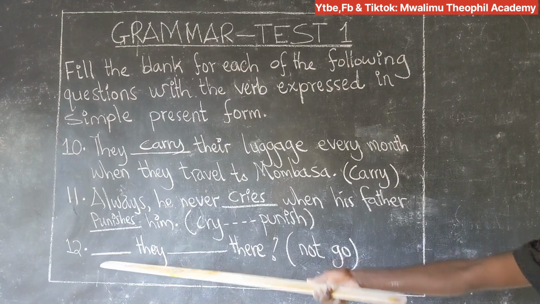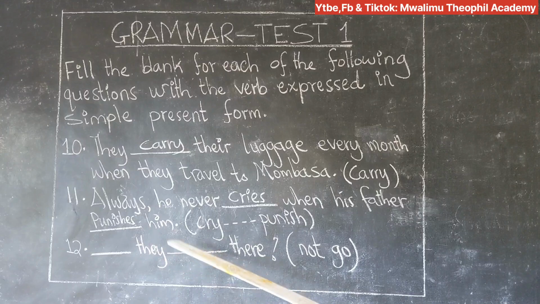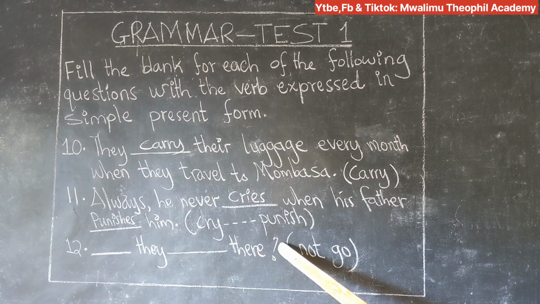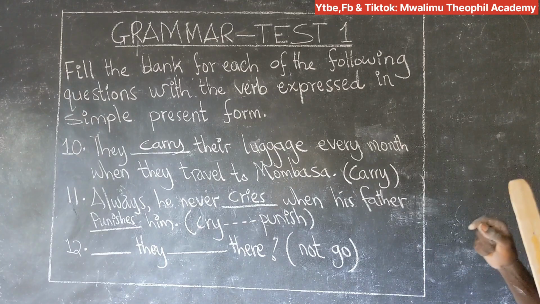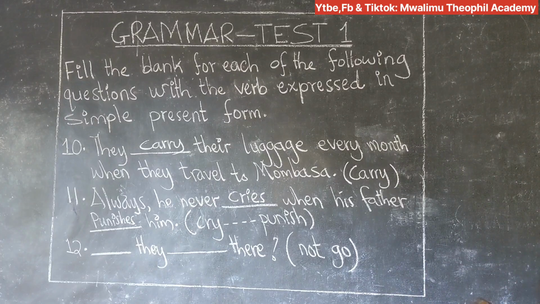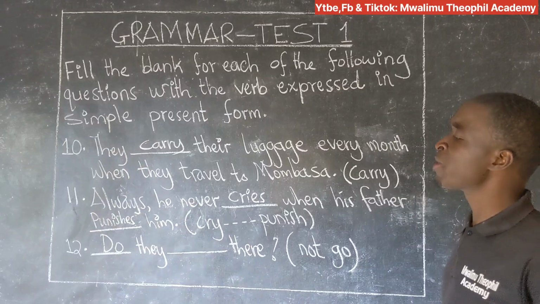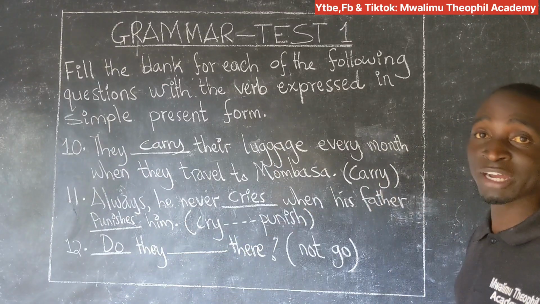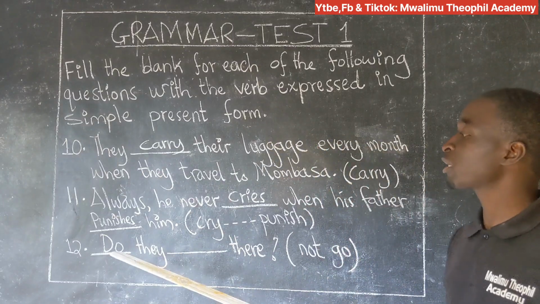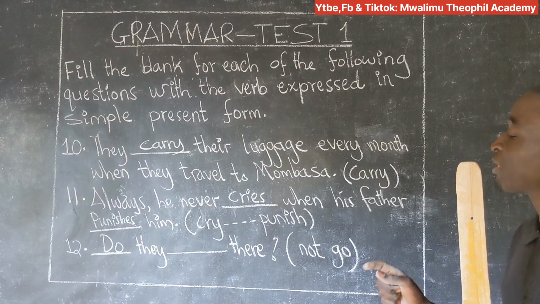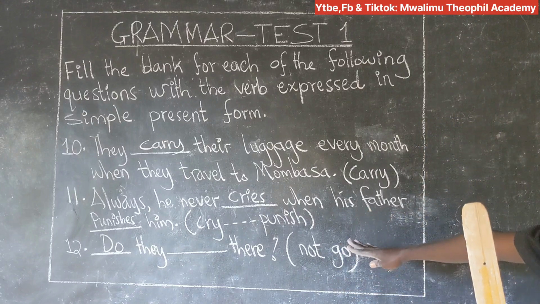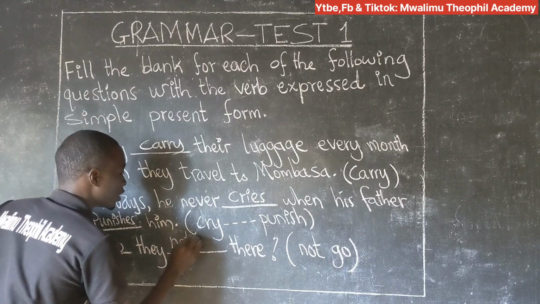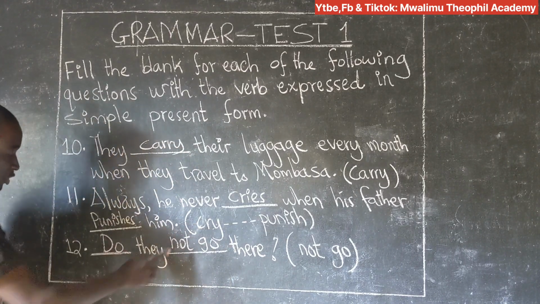Let's go to the last question, which is question number 12. It is read as dash they dash there. We find that it ends with a question mark. And the verb given is not go. So it means that this sentence is a negative interrogative sentence. It means that those sentences in simple present form should start with does or do. Here we start with do because we have a subject, they. As we have agreed that for pronouns I, you, we, they, we start with do. Now, do they? And after starting with do or does, we have agreed that the main verb should remain as it is. Now is not go. So not go remains as it is. Now, do they not go? Do they not go there?